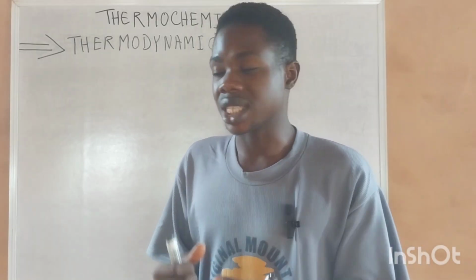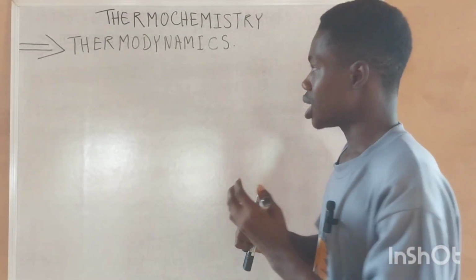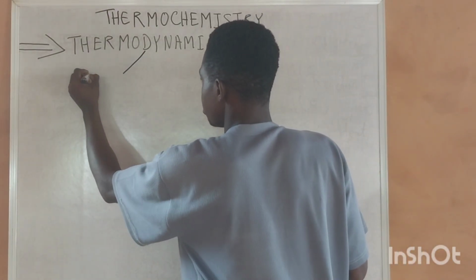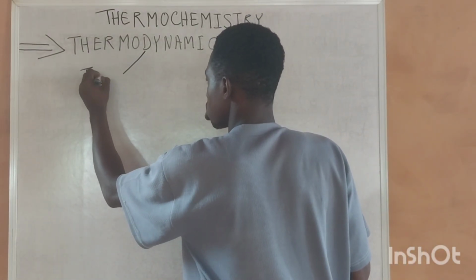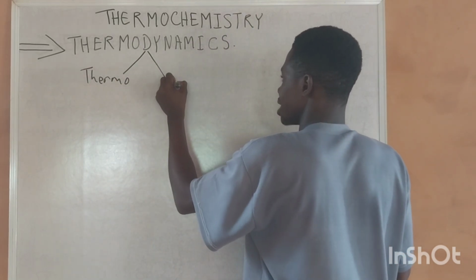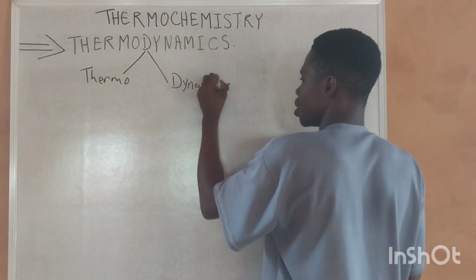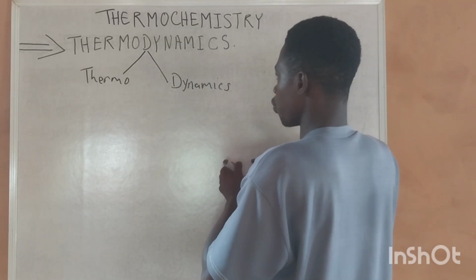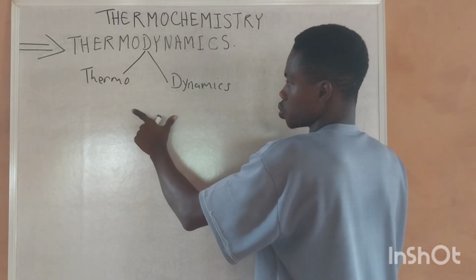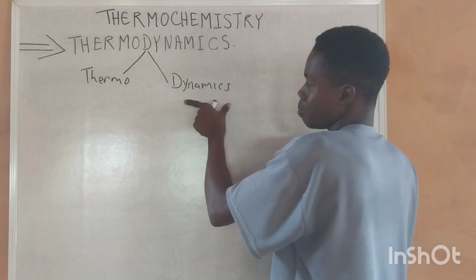Now, please take note that the word thermodynamics can be divided into two. The first part is thermo, while the other part is dynamics. So these two words constitute the full word thermodynamics. Thermodynamics can be divided into two: the first part is thermo, and the other part is dynamics. So please take note of this.